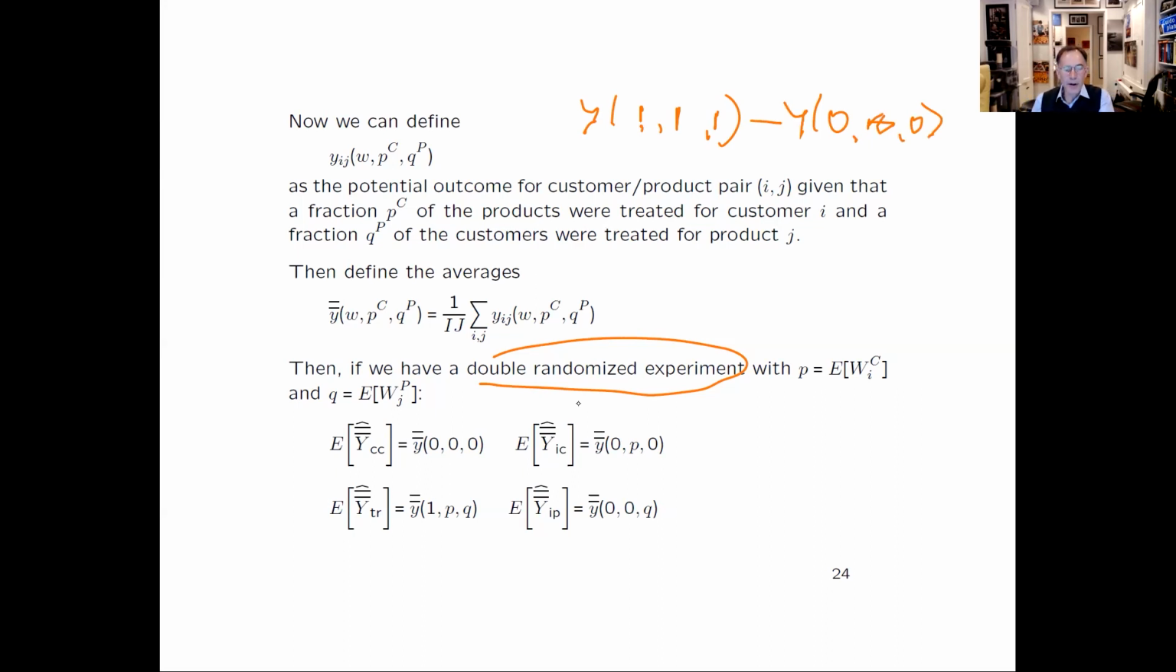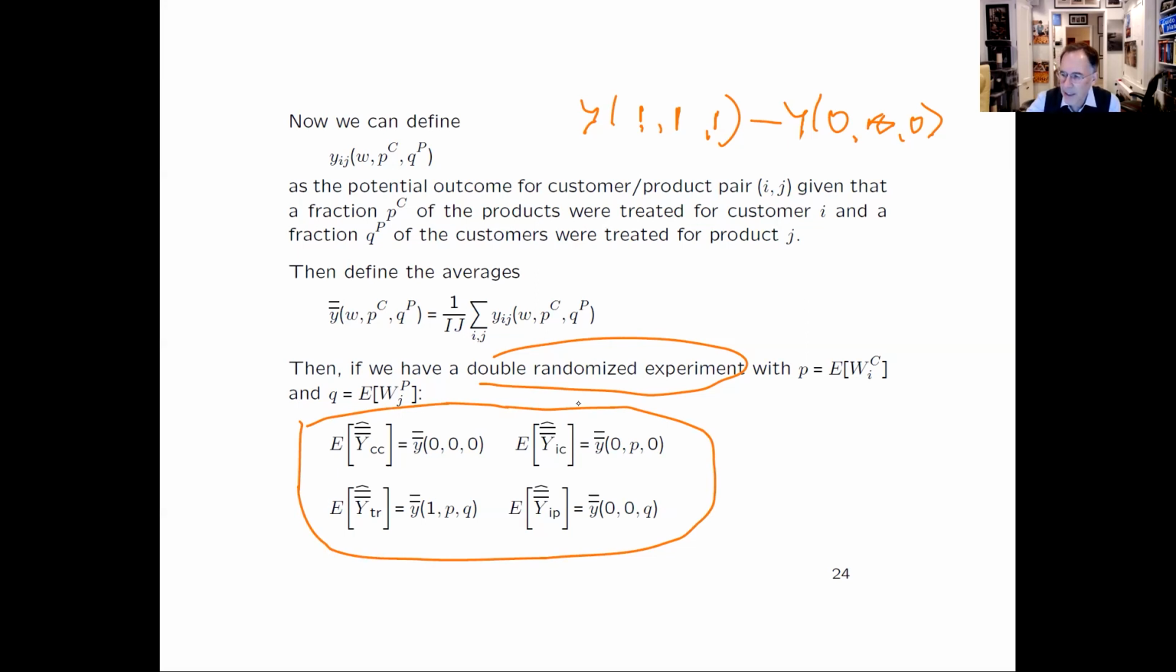But we can't get at those directly because we can't vary the fraction of treated customers from 0 to 1 and the fraction of treated products from 0 to 1, both at the same time in the same experiment. Within this class of experiments, the only objects we can get are these four for particular values of P and Q.